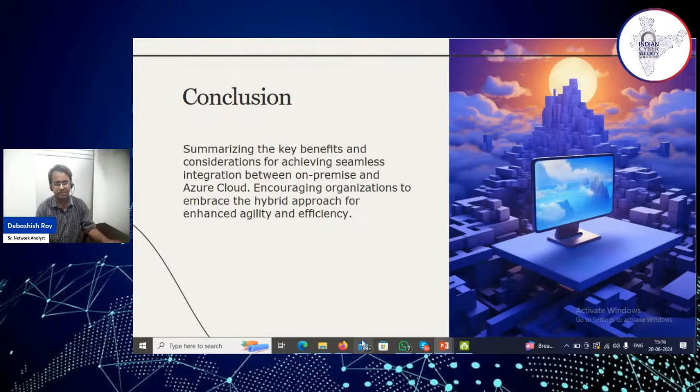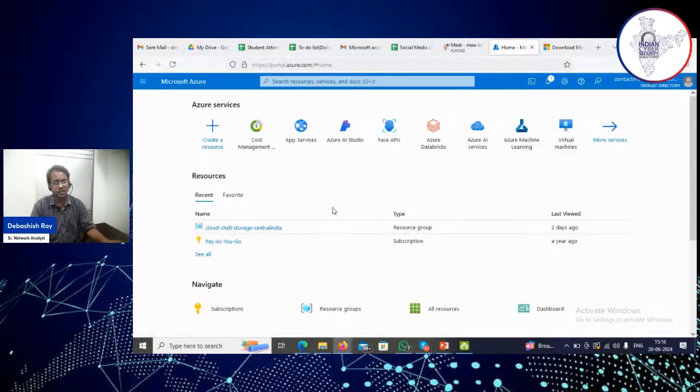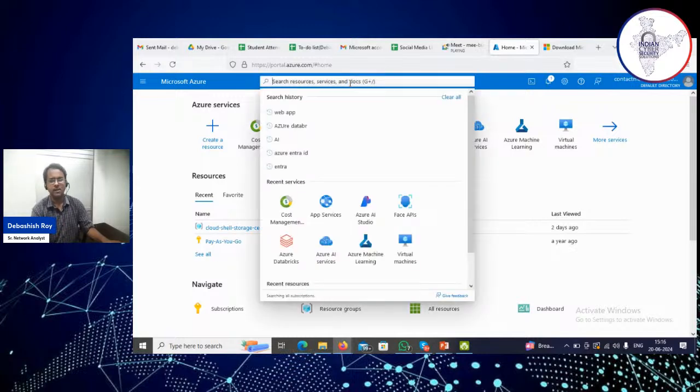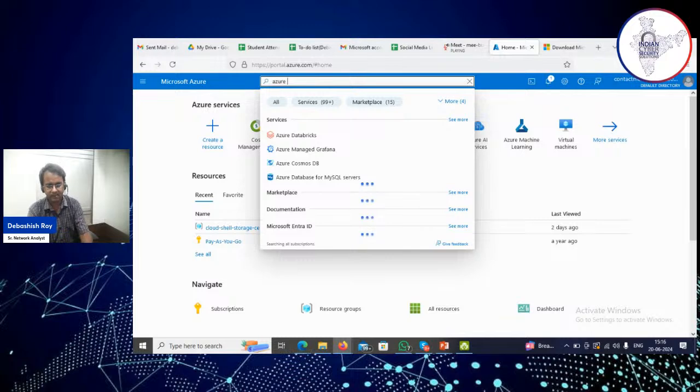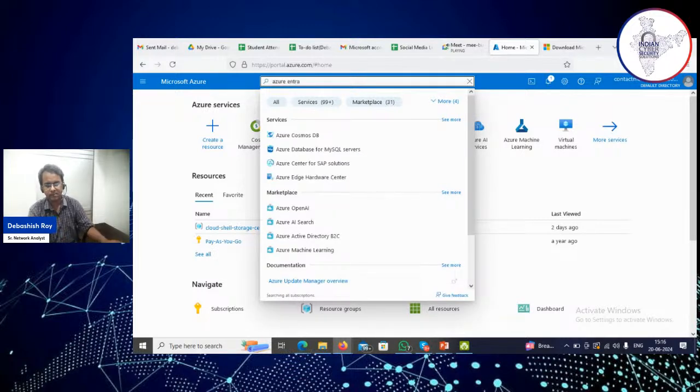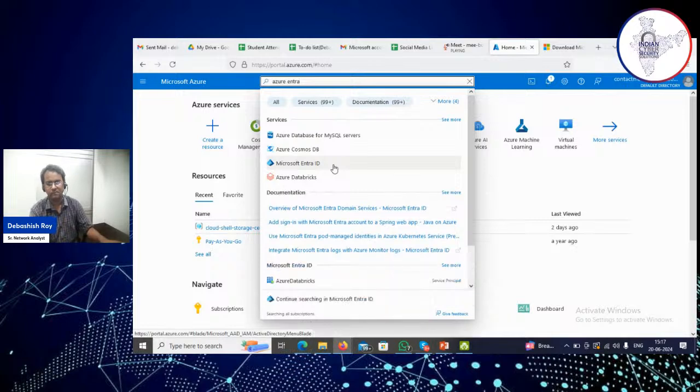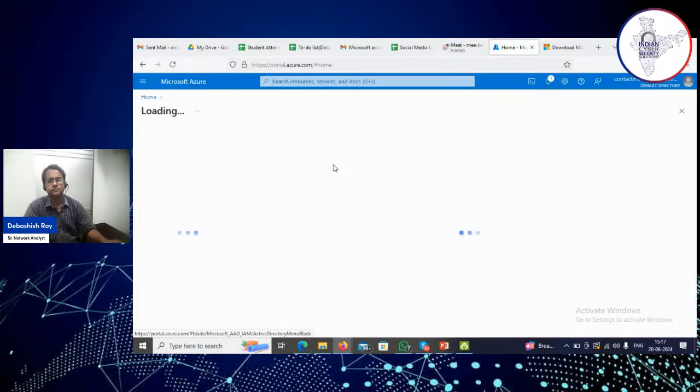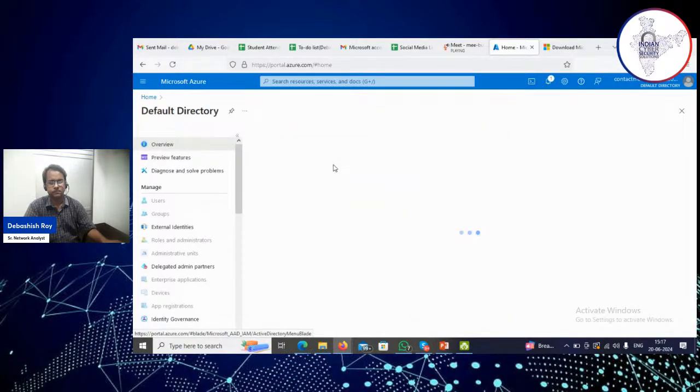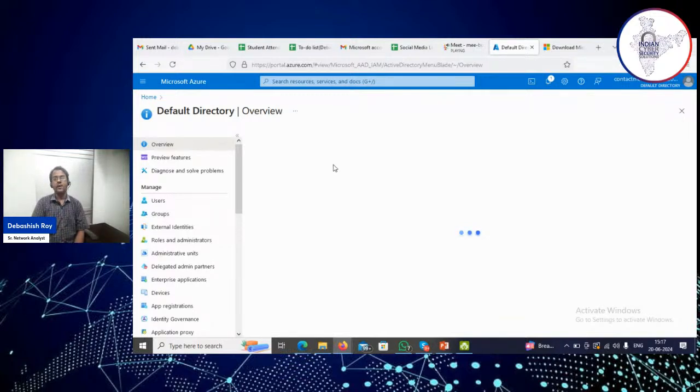And now I will take you to the Azure console here. So this is the Azure console. So here you can see that if I type Azure Entra ID here, this one. So this is the default directory. That is the Azure AD, Azure Active Directory.